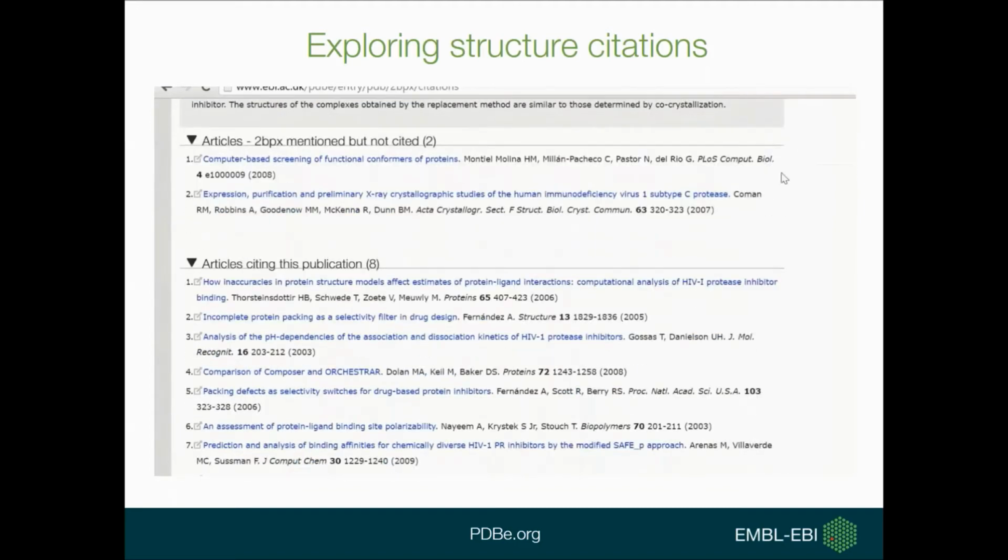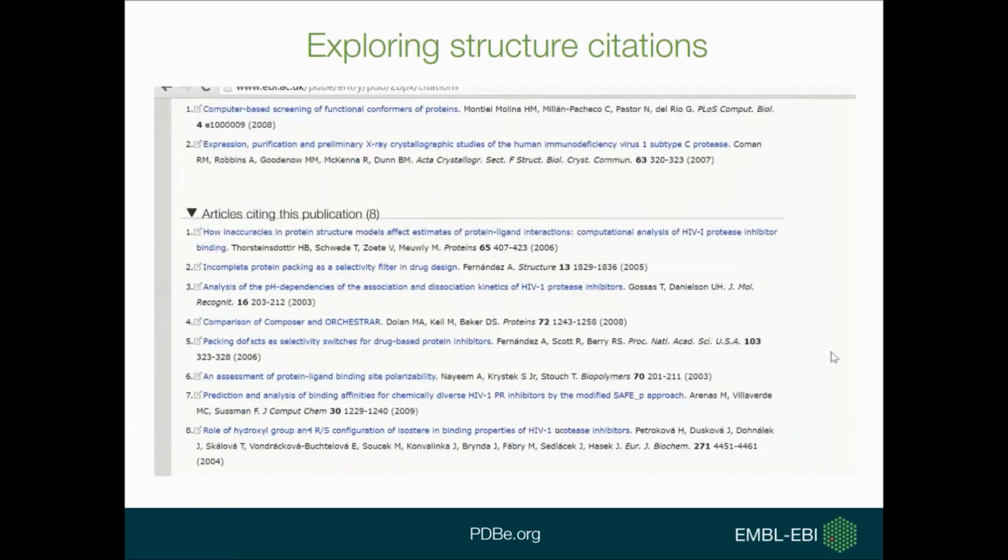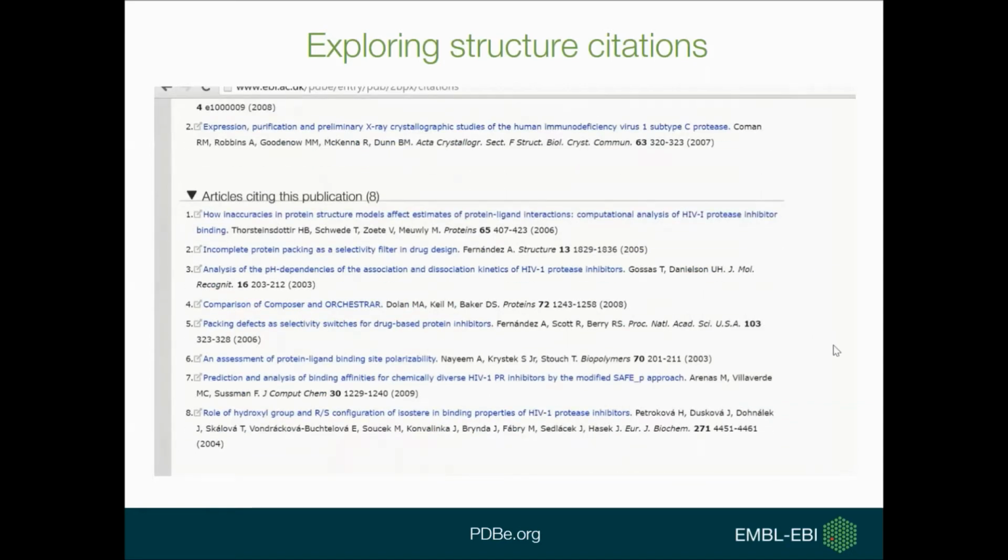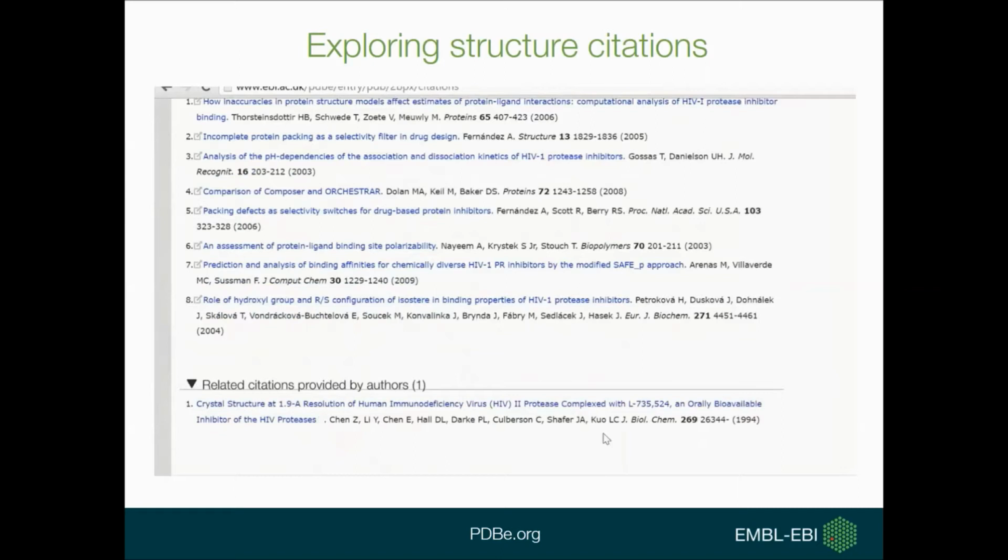This section here is for articles where the ID code is mentioned but not cited. So if someone has referred to the structure in a paper but hasn't cited it, we will still pick this up thanks to Europe PMC's data mining. We also show articles that cite the publication, including, if applicable, reviews, and finally any related citations that the authors have provided.